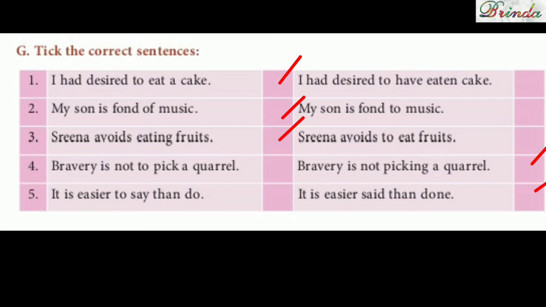Fourth one, bravery is not to pick a quarrel. Or bravery is not picking a quarrel. Which one is right? Bravery is not picking a quarrel. Fifth one, it is easier to say than do, or it is easier said than done. Which one is right? It is easier said than done.